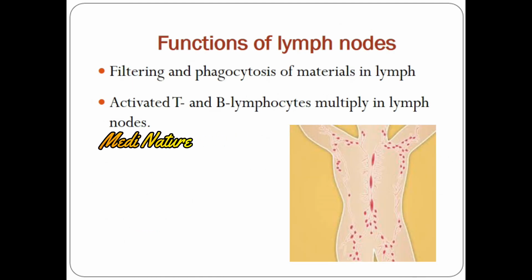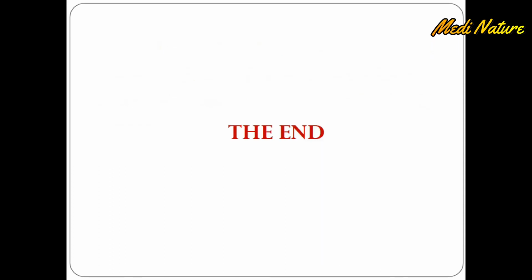The major function of lymph nodes is filtering the lymph, or the liquid inside the lymph vessels. It is also important in removal of larger particles from lymph through the process of phagocytosis. And also lymph nodes are sites for the multiplication of activated T and B lymphocytes. The picture below shows you the distribution of lymph nodes throughout your body. So this is the end of the first part of this lecture.